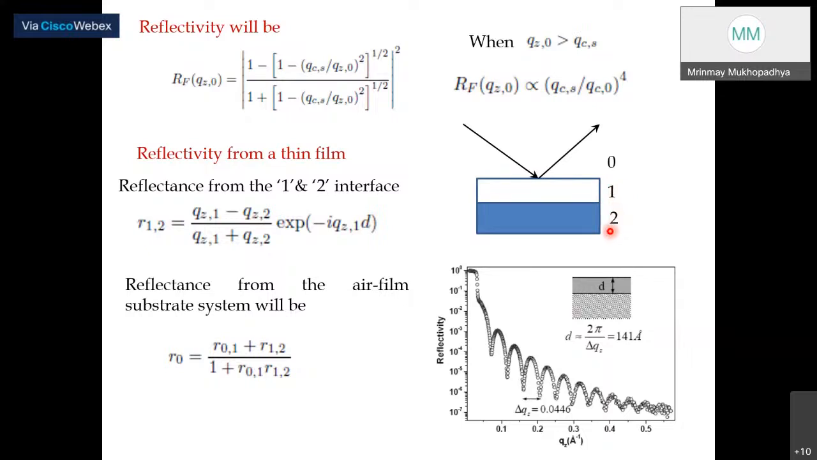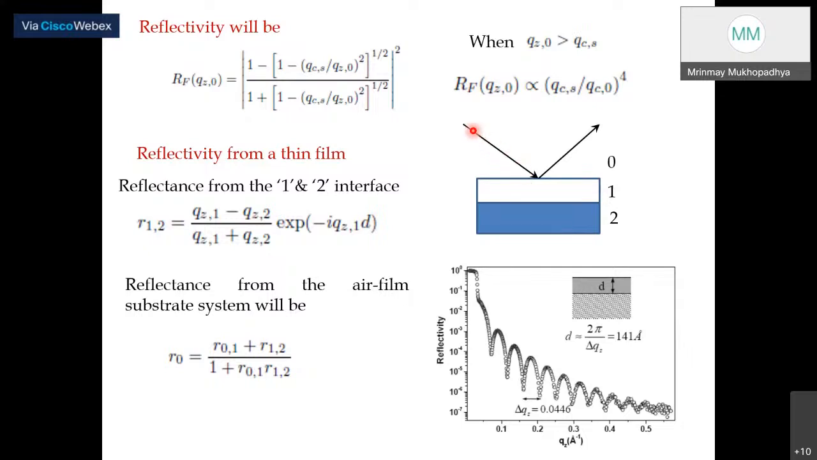The substrate is quite thick, so if the beam comes from here, it goes into this one, gets reflected from 1, and then comes out. A portion also goes in, but that doesn't come out because it is of infinite thickness. Infinite thickness means infinite with respect to the transmission of the X-ray or neutron through the medium. So you really don't need to consider the beam coming out from this interface, because nothing is coming out from it.